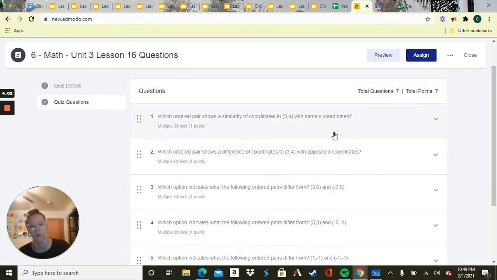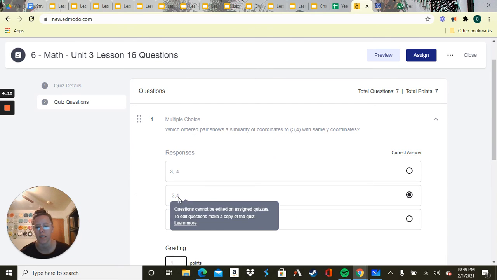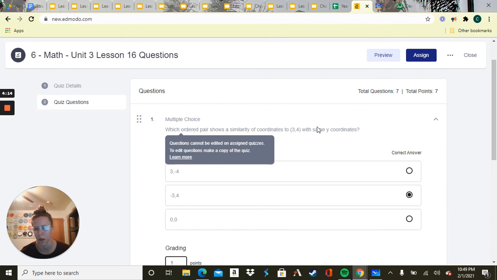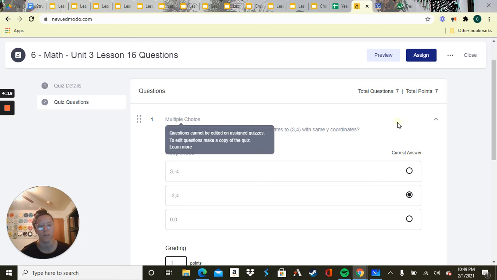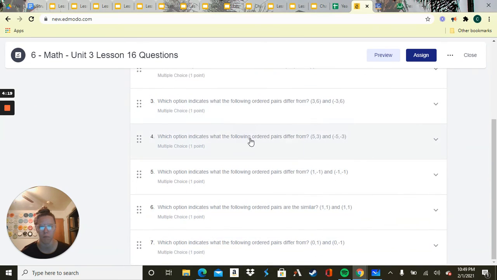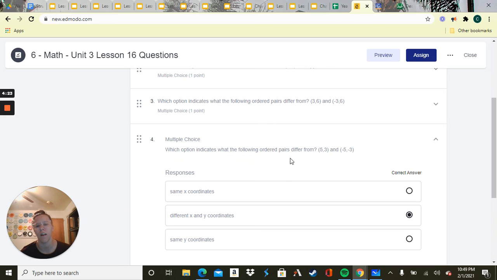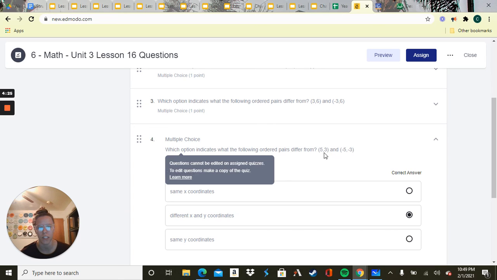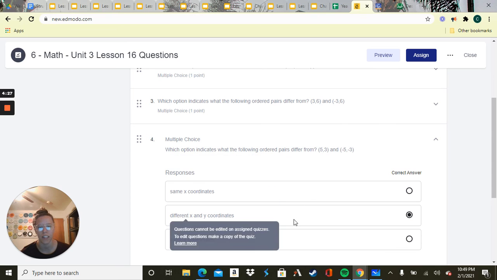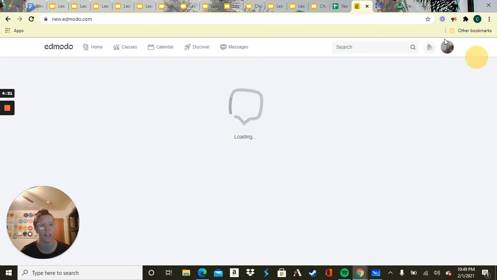So, long question. Which ordered pair shows a similarity of coordinates to 3, 4 with the same y coordinates? So you're going to select the one that has the same y coordinate, which is 4. So x comes first, y comes second. That's the first part. The second part is which option indicates what the following ordered pairs differ from. So what's different? Well, they have different x and y coordinates. Pretty simple. I think you'll do just fine.